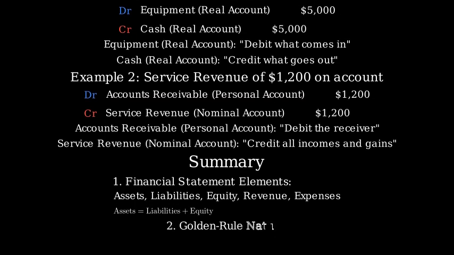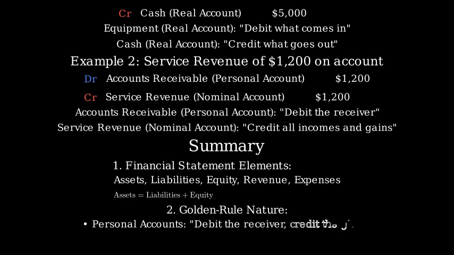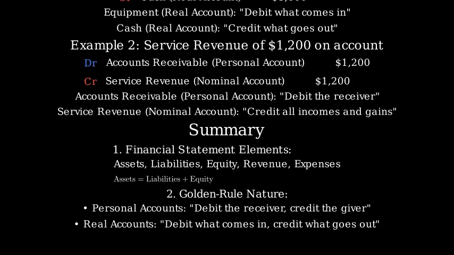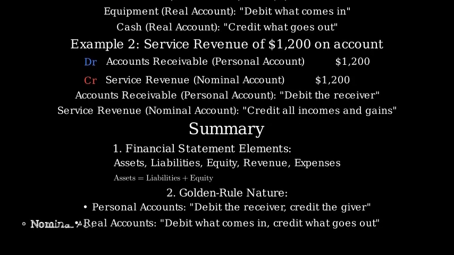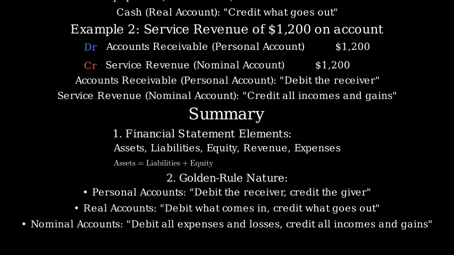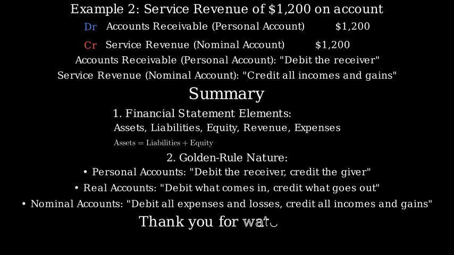Accounts are also classified by their golden rule nature into personal accounts, where we debit the receiver, credit the giver; real accounts, where we debit what comes in, credit what goes out; and nominal accounts, where we debit all expenses and losses, credit all incomes and gains. Understanding these classifications and rules will help you correctly record any accounting transaction.